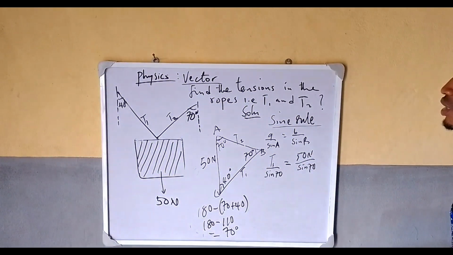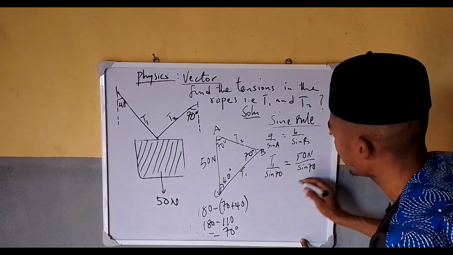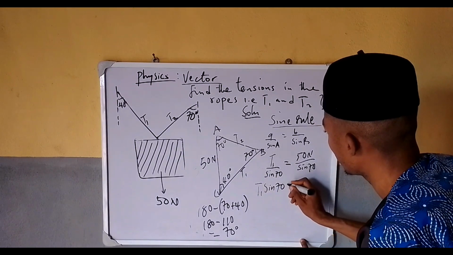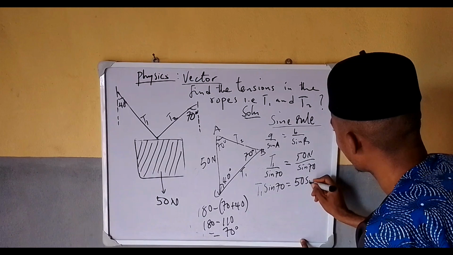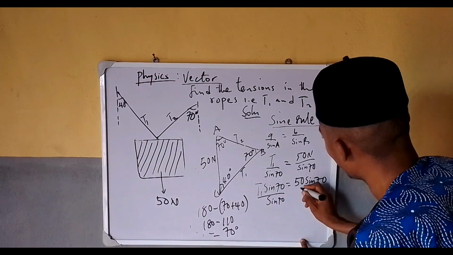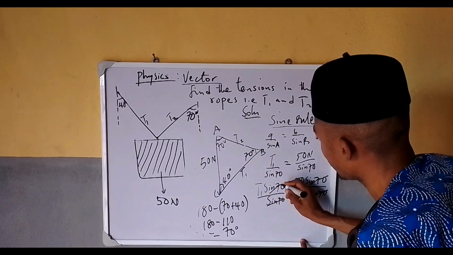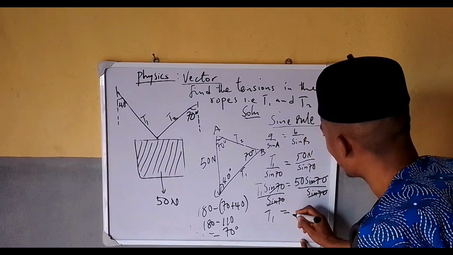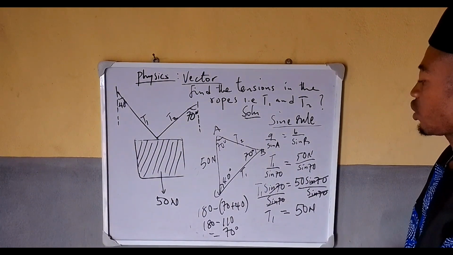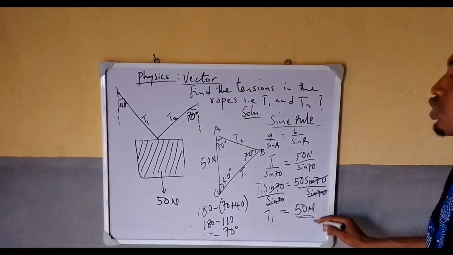So I'm going to make T1 the subject here. Multiplying this by this gives you T1 sine 70 is equal to 50 sine 70. Divide both sides by sine 70. This cancels this, this cancels this. Your T1 is equal to 50 Newton. So the tension on the first rope here is equal to 50 Newton.